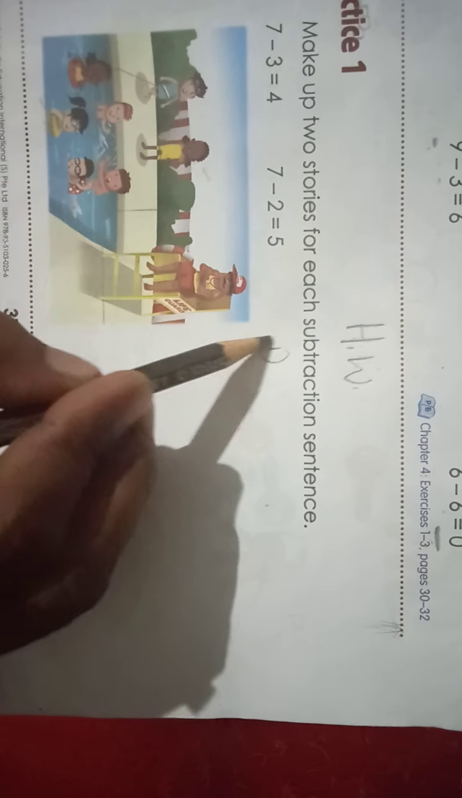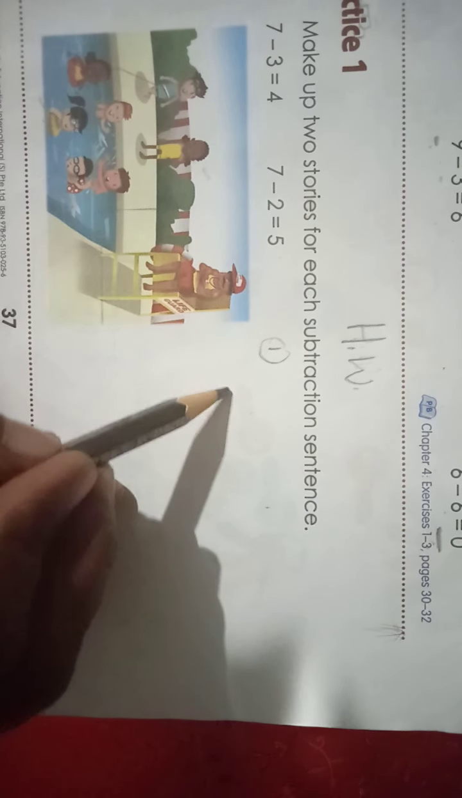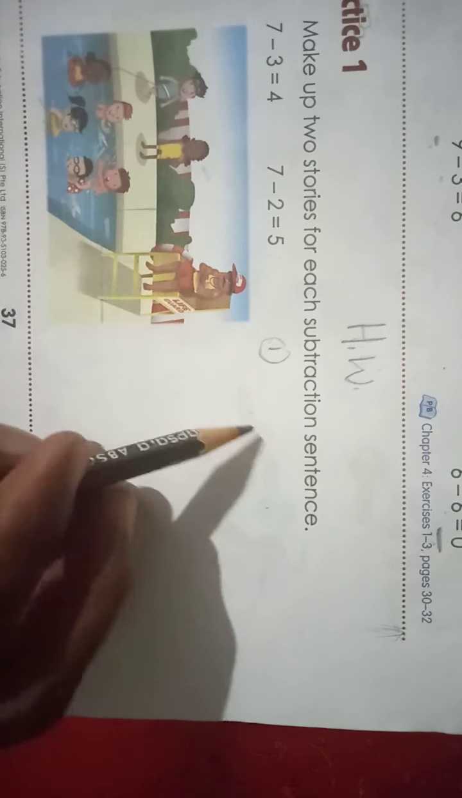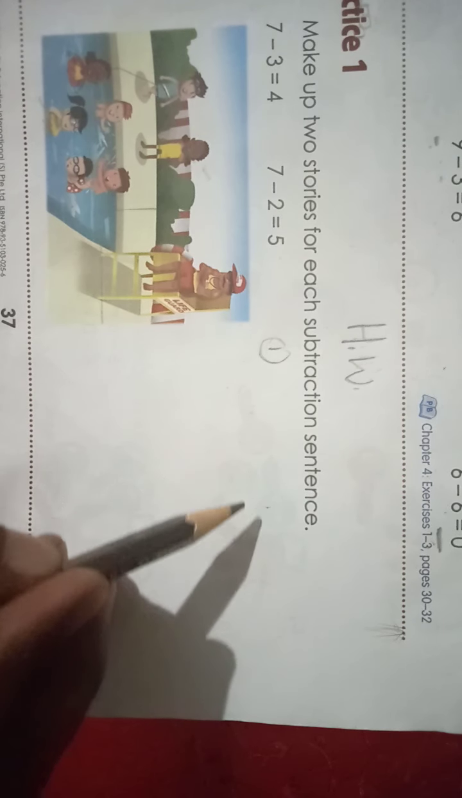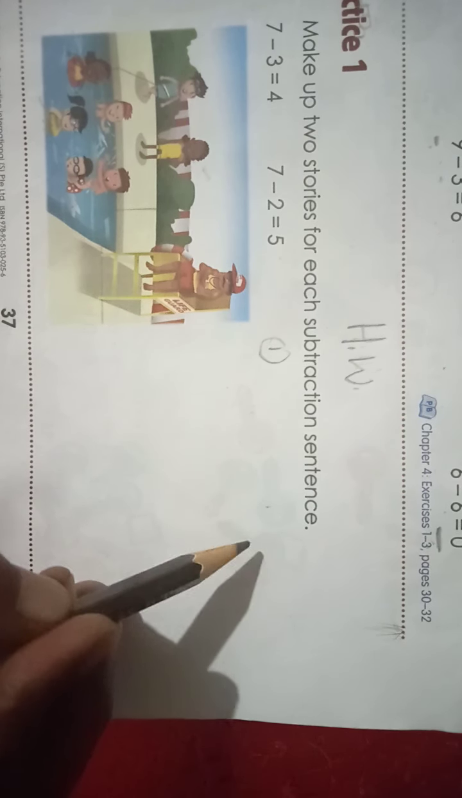Okay. So there are 7 children. Total 7 children and 3 of them are girls. Yes or no? So 7 minus 3 is equal to what? 4. Second story.